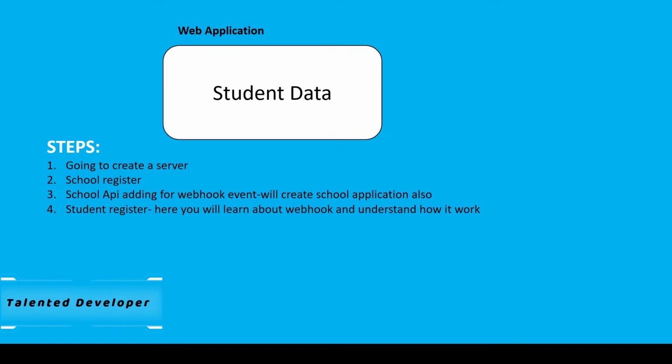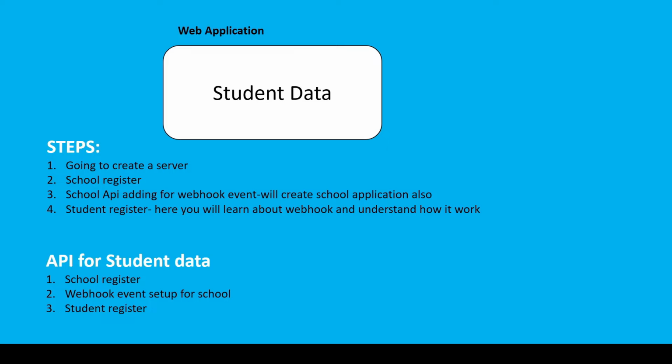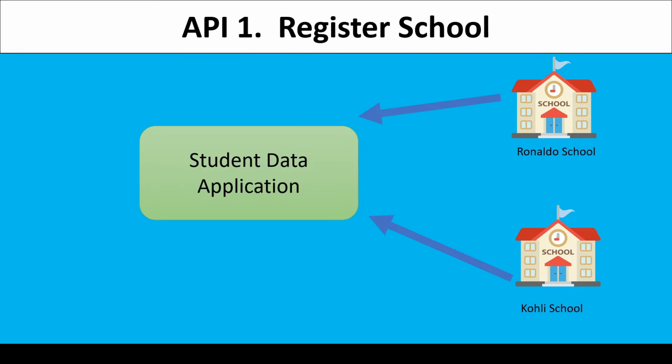So there are some steps we have to follow. First of all we have to create a server from scratch for student data. Then we are going to create some APIs: how a school can register, how a school can provide some API name for the webhook event, and after that a student must be registered. In the student data application we are going to create three APIs.